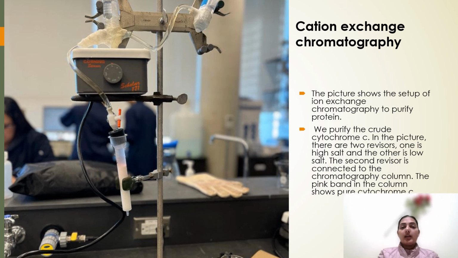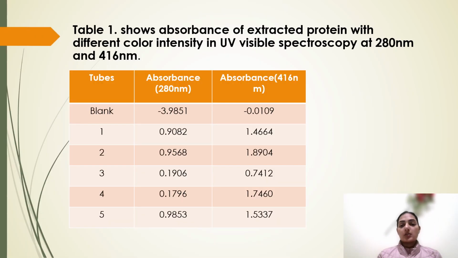It is given that the protein with low pI value eluted faster as compared to the protein with high pI value. Table 1 shows the absorbance of extracted protein in UV-visible spectroscopy at 280 nm and 416 nm. The wavelength 280 nm is used to determine the presence of proteins, whereas at 416 nm the existence of cytochrome C is observed. Tube number 2 has the highest absorbance value, that is 1.8904 at wavelength 416 nm.